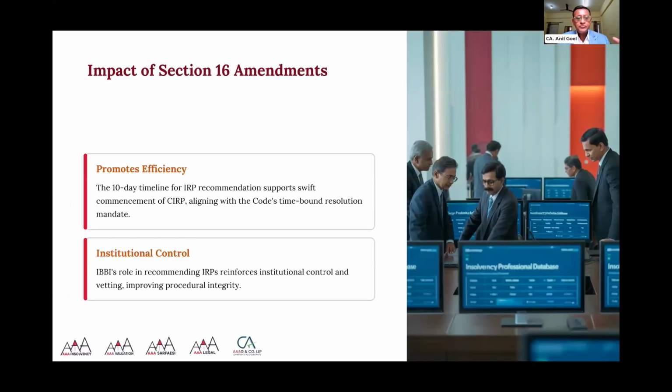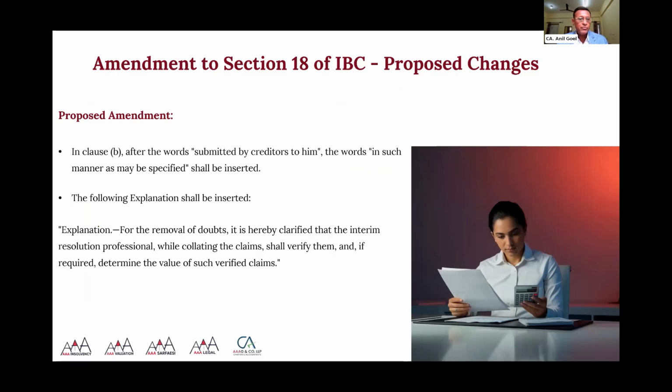So therefore, the Section 16 amendment now says that for a Section 10 application, the debtor would not propose an IRP. And of course, IBBI will give a recommendation within 10 days, but the IRP will be appointed through the panel, and the control will remain with the IBBI, as they will decide the panel. So this is an amendment primarily so that the IRP should be independent. An IRP should not be recommended under Section 10 applications. Therefore, debtor-appointed professionals should be avoided.